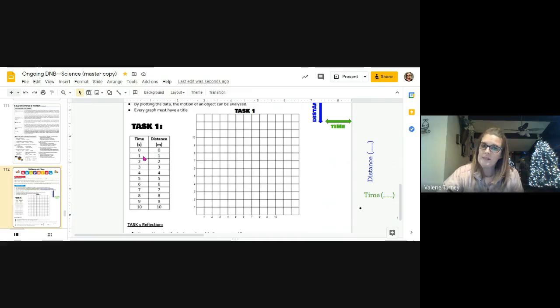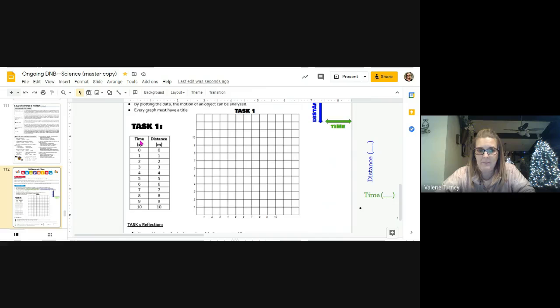By the time 1 second came around, they had walked 1 meter. By 2 seconds, they had walked 2 meters. At 3 seconds, 3 meters. At 4 seconds, 4 meters, and so on and so forth. By when they had gotten to 10 seconds, right here, they had walked 10 meters. So we're going to take the information that is in this chart right here, and we are going to graph it over here. So we're going to start first and foremost with taking a look at our graph right here.